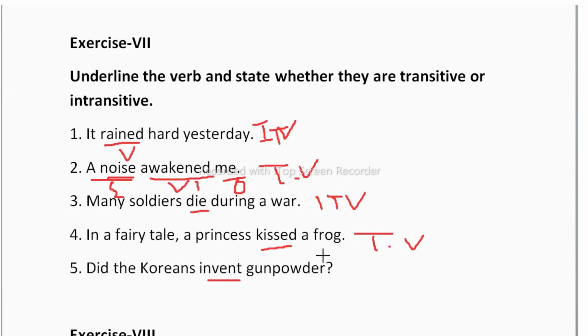Let me repeat once again. In a fairy tale, a frog was kissed by a princess. So that you can change into passive voice. So that must be a transitive verb.